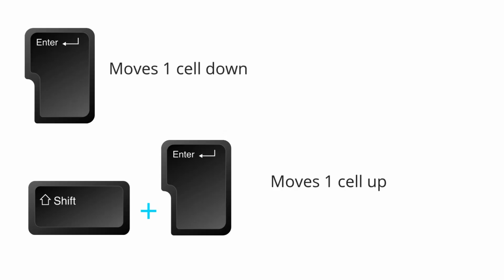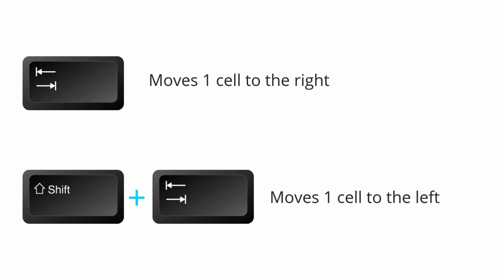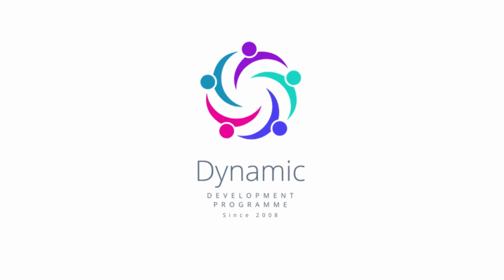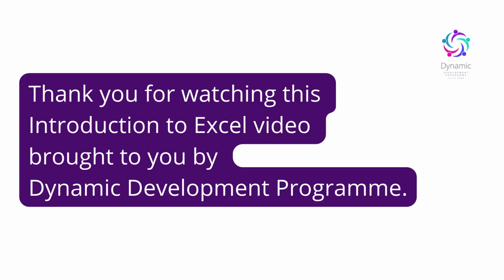You can move between cells by clicking in the cell you want to be in, using the Enter key, or the Shift plus Enter key, using the Tab key, or the Shift plus Tab key, or using the arrow keys. In the next video, we will learn about working with columns and rows, entering data into the cells and formatting data in cells.